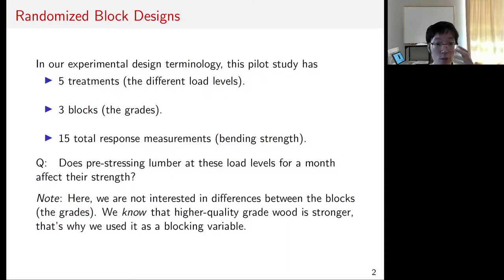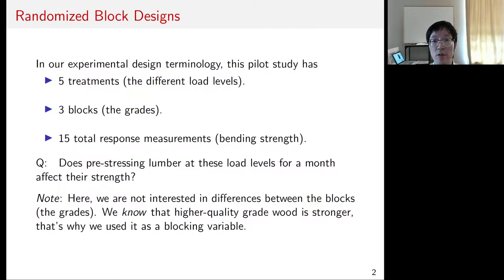And so the question that we want to answer with the data is this one. So does pre-stressing the lumber at these different load levels, okay, does it affect their strength? And well, are there any differences at all? And are there any differences between specific treatments? Okay, so those are the questions that we're able to answer using the model for randomized block design that we talked about in our last video.